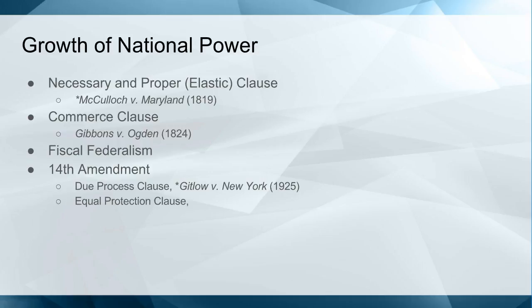The other part of the 14th Amendment that tends to increase the power of the national government is the Equal Protection Clause. The Equal Protection Clause requires that states treat citizens equally if they are members of a suspect classification. For purposes of this course, there are two suspect classifications, those being race and sex.